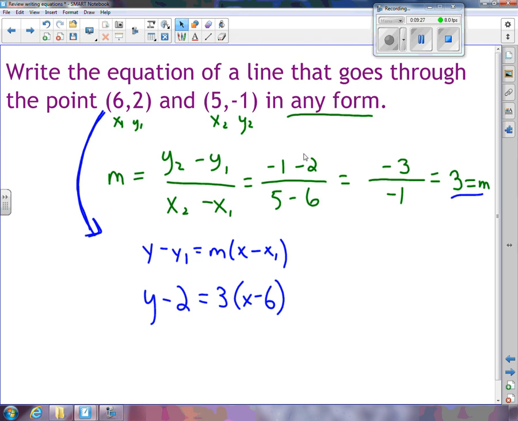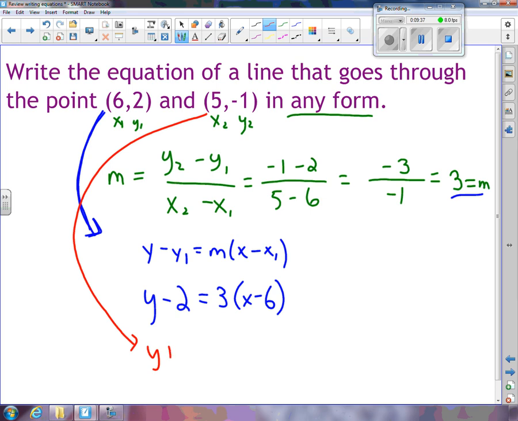It's also totally appropriate to use this other point instead. If I did that, the equation would be y minus negative 1, which would be plus 1, equals 3 times x minus 5. Either answer would be totally acceptable and be the same thing.